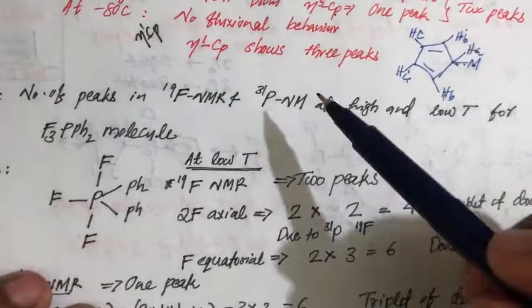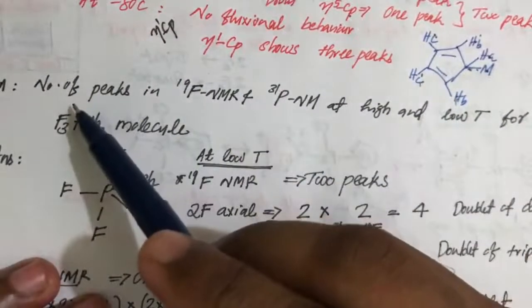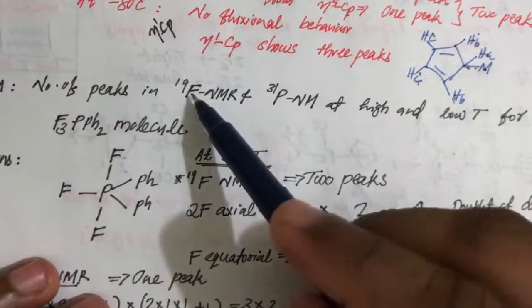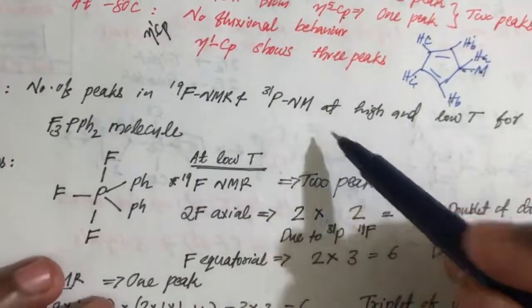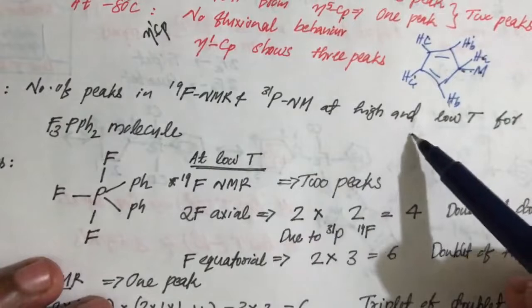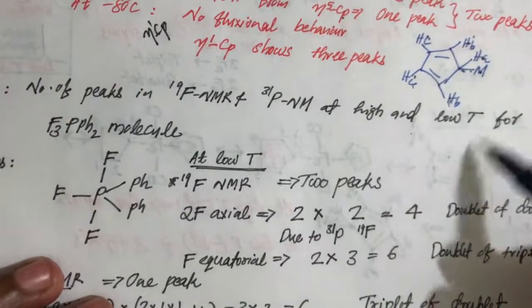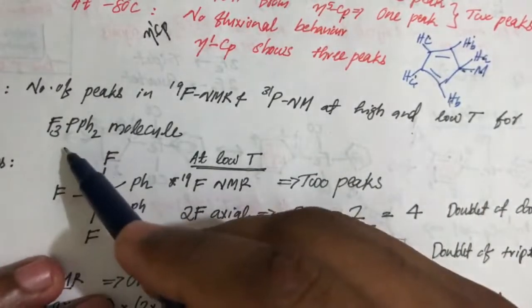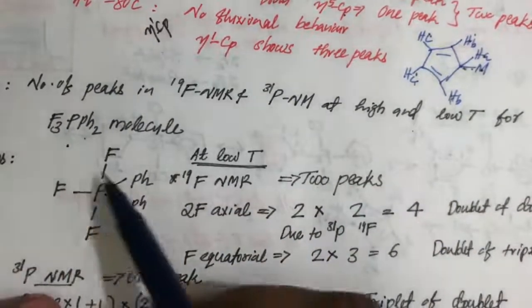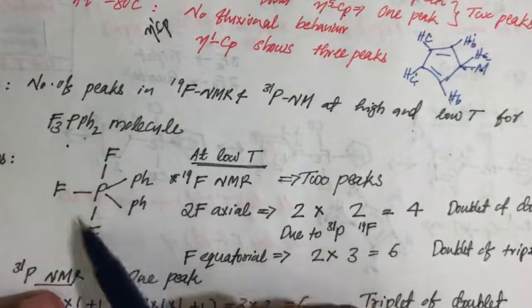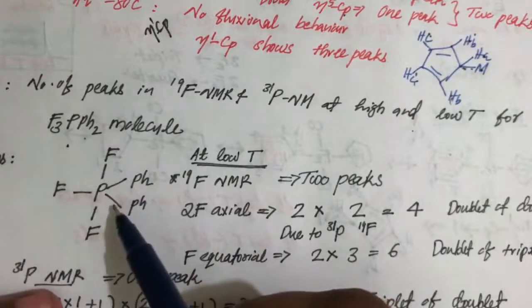We move on to another problem. So the question is to find out the number of peaks in 19F NMR as well as in 31P NMR at a high temperature as well as a low temperature for a molecule, that is, F3PPH2. Okay, so the structure of the molecule is given by this. It is a trigonal bipyramidal structure.